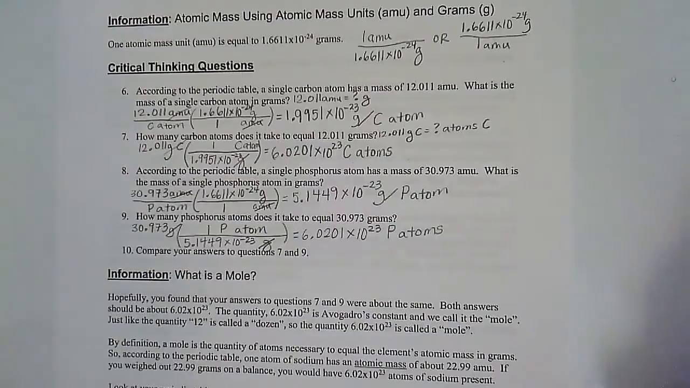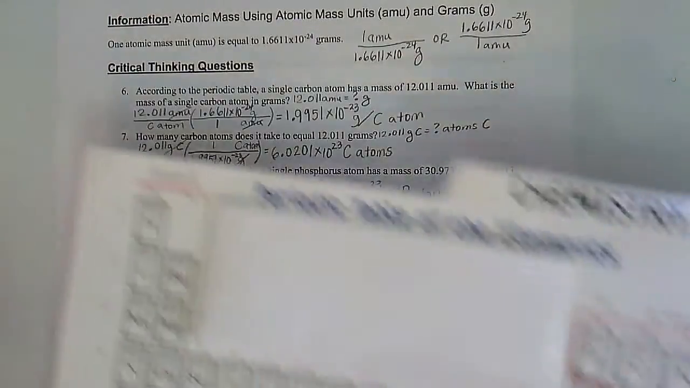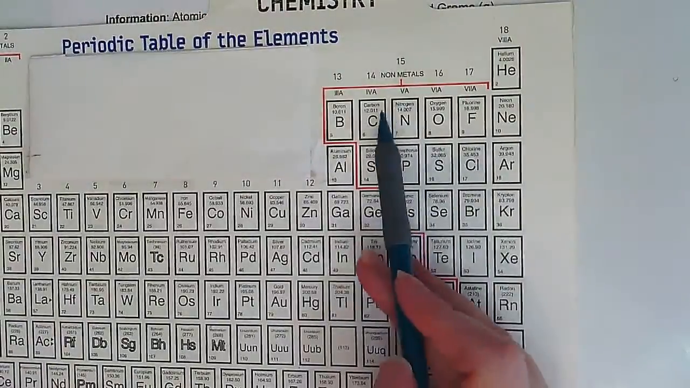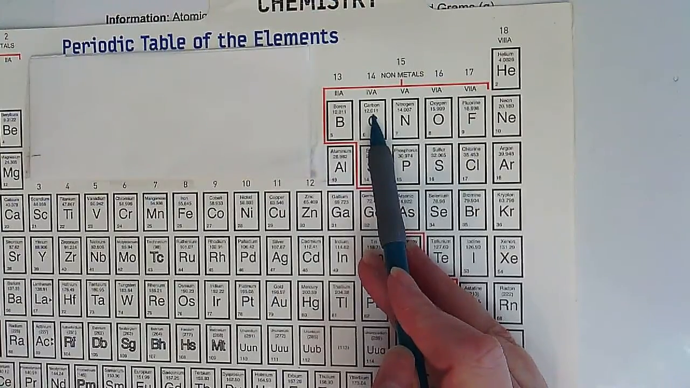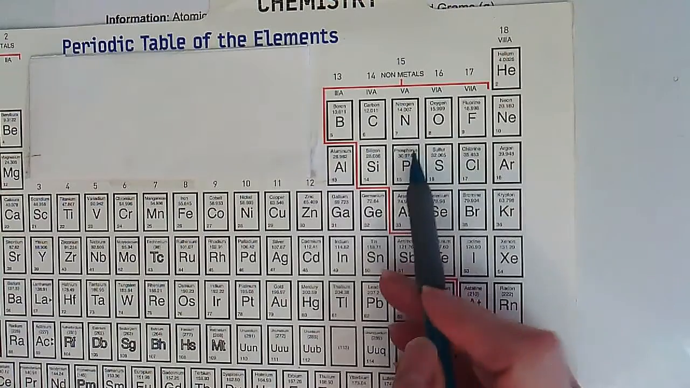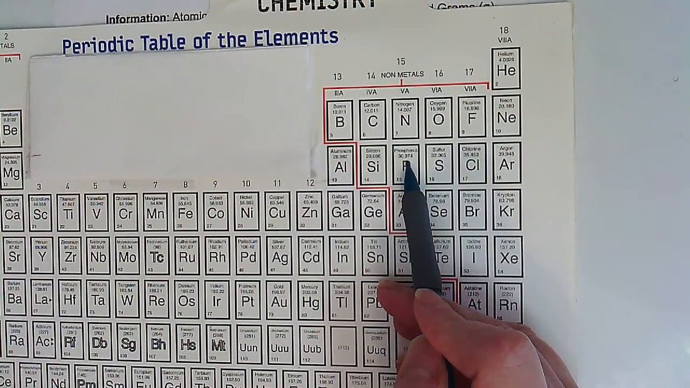So again, let's talk for a moment about what this is saying. For the first one, when I take this mass on my periodic table and I have it in grams, I ended up with 6.0201 times 10 to the 23rd carbon atoms. When I take phosphorus's mass from the periodic table and then express it in grams, I end up with 6.0201 times 10 to the 23rd phosphorus atoms. I hope you see a trend.